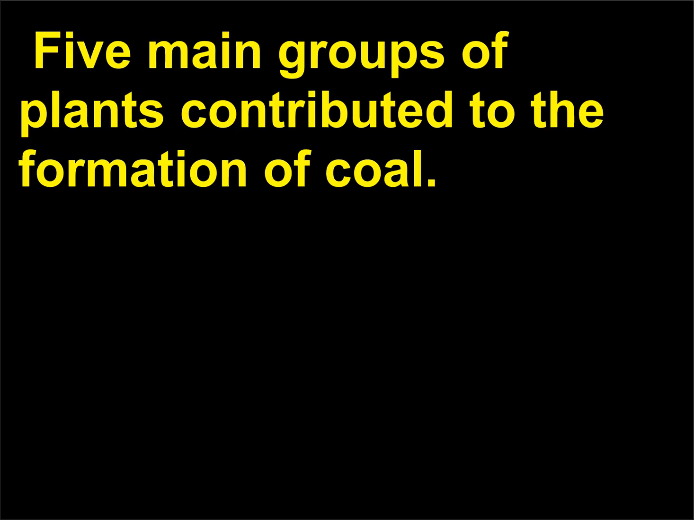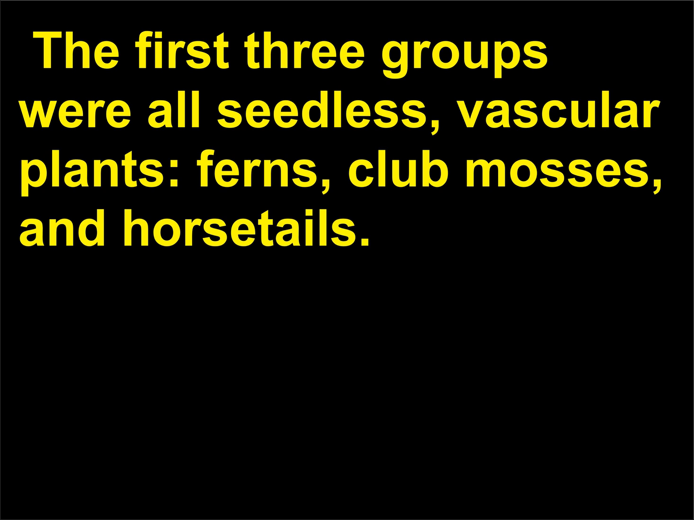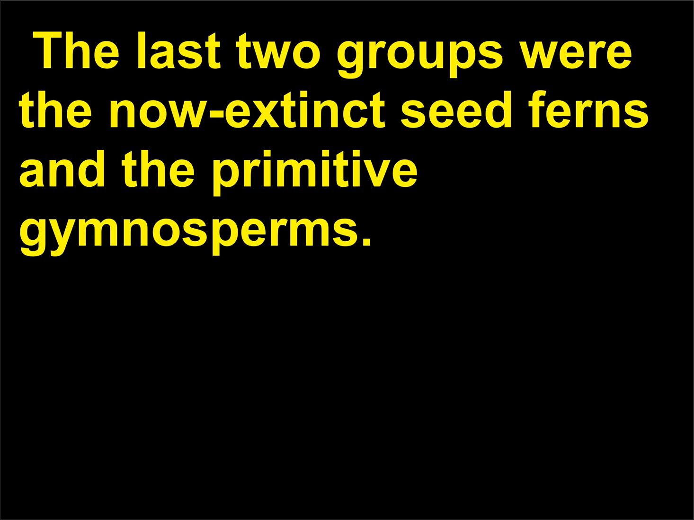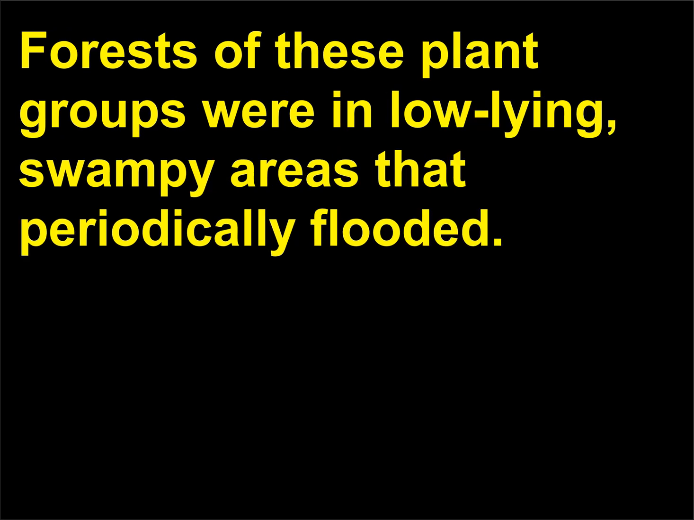5 main groups of plants contributed to the formation of coal. The first 3 groups were all seedless vascular plants: ferns, club mosses, and horsetails. The last two groups were the now extinct seed ferns and the primitive gymnosperms. Forests of these plant groups were in low-lying, swampy areas that periodically flooded.